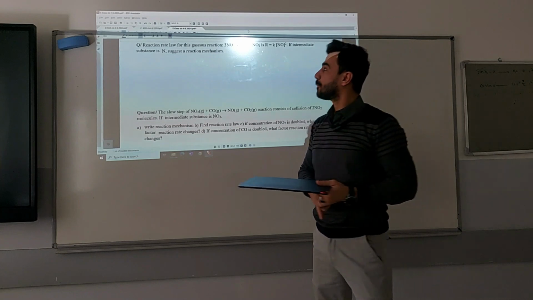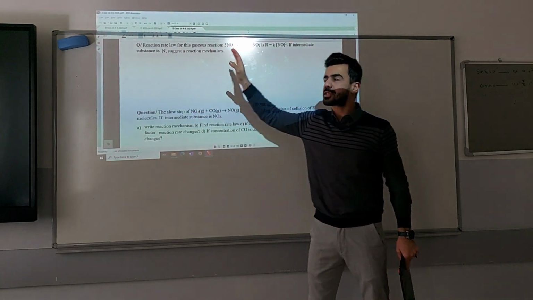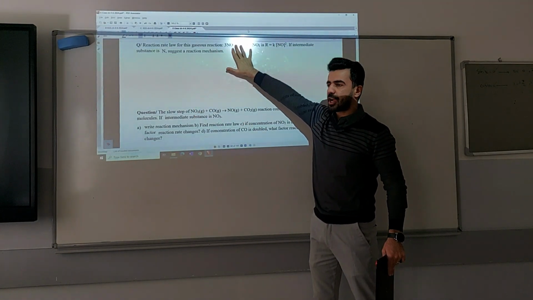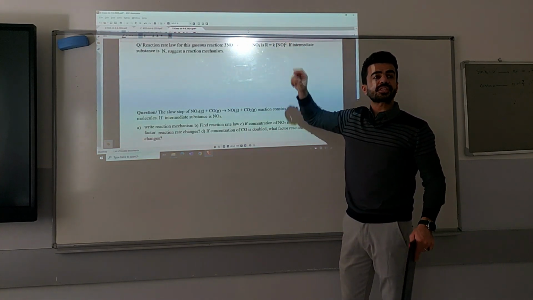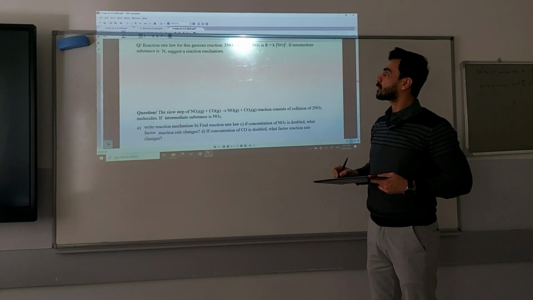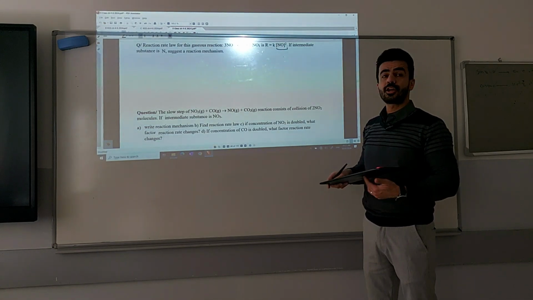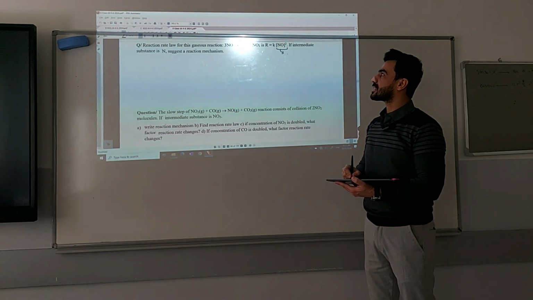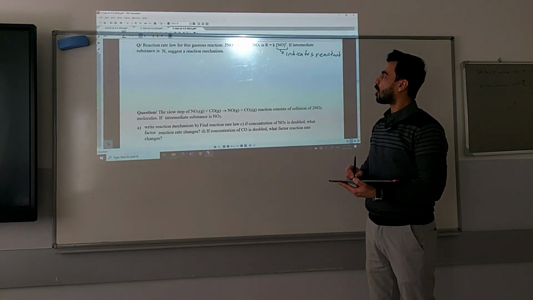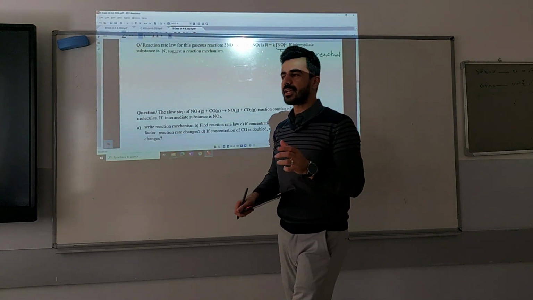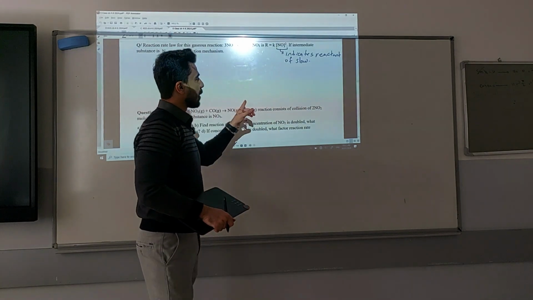You have to find those steps from the information given. It says this reaction is the net, and the rate law is this one. So this rate law must have come from which step, slow or fast? From the slow. So this indicates the reactant of slow.